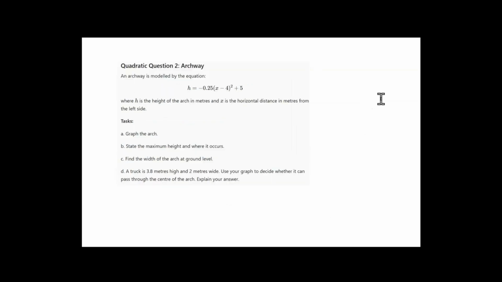The second one is also a classic problem. We have an archway modeled by this equation, where the height of the archway is this. So this is in turning point form. We know that it has a maximum, because this is a negative number, at (4, 5). But then it says that x is the horizontal distance in meters from the left side, and that's going to be important. Graph the arch.